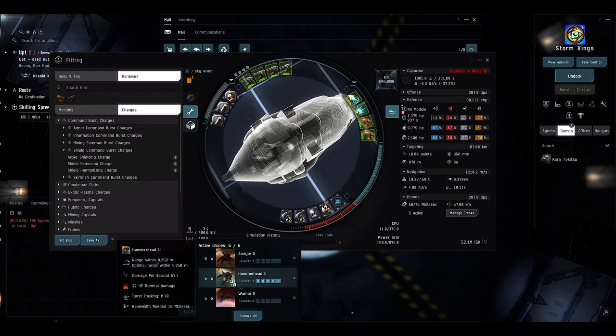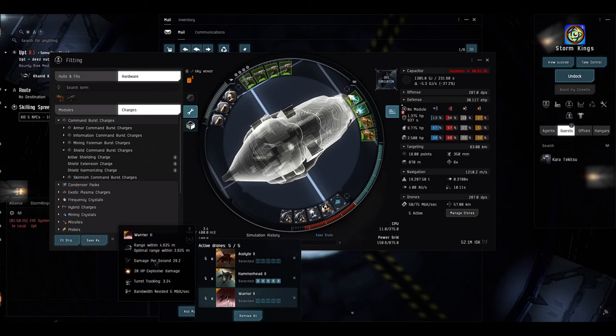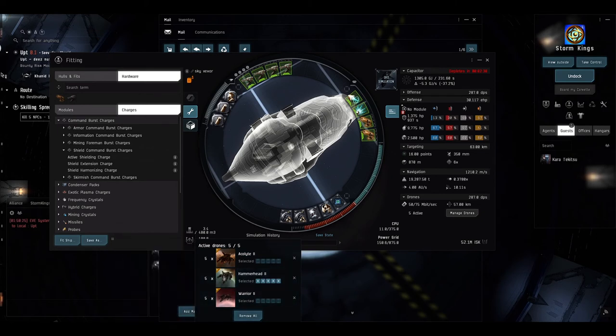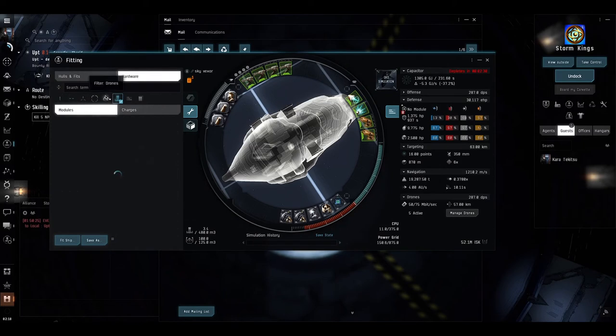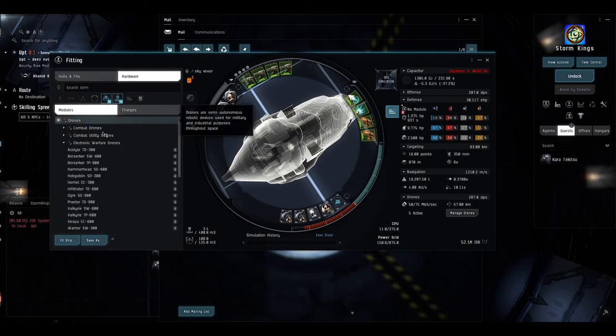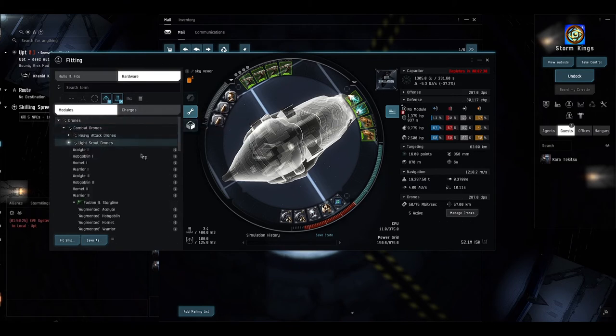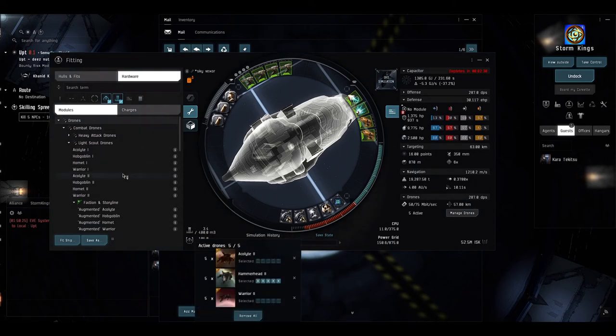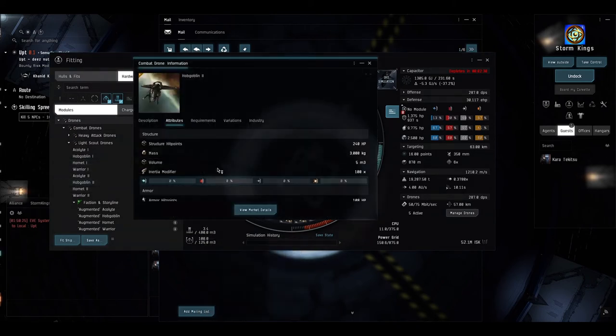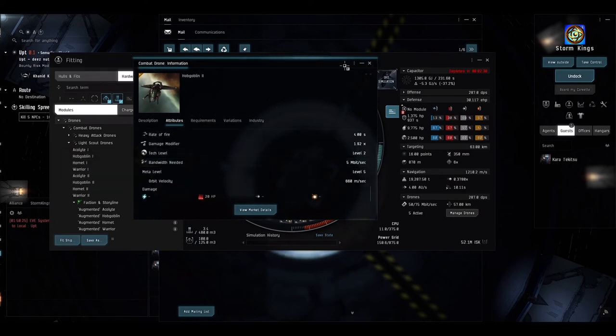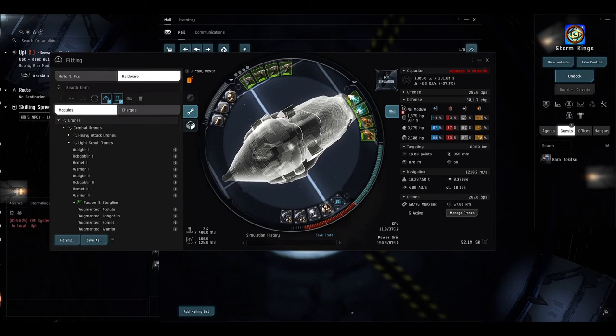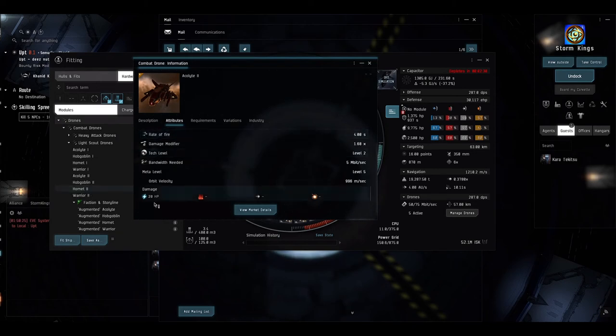Hammerheads, though, are medium, so if you don't have mediums, it would be Hobgoblins, I believe. Yeah, Hobbs. So, and you can find your damage types by going into showing the info on it and scrolling all the way down until you see damage under attributes.